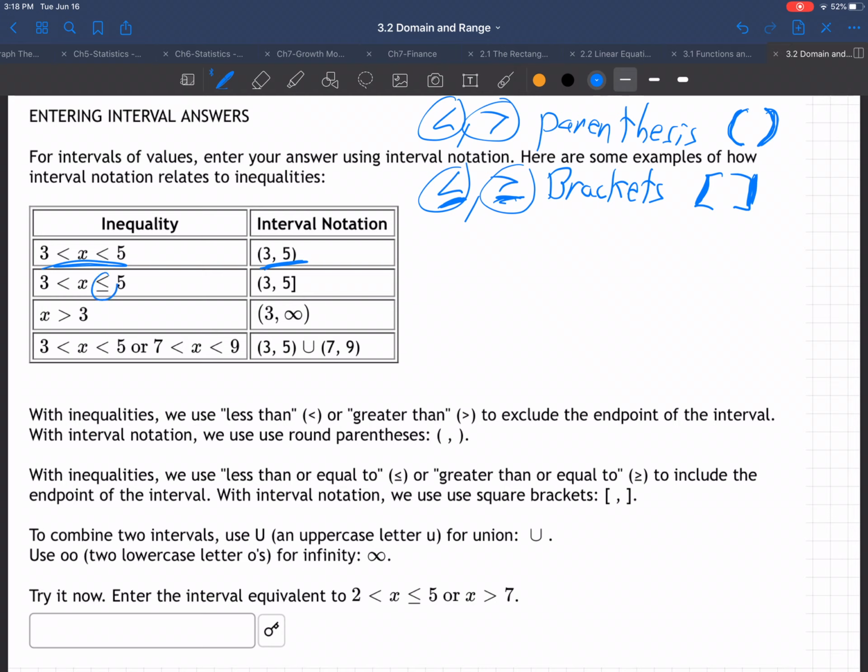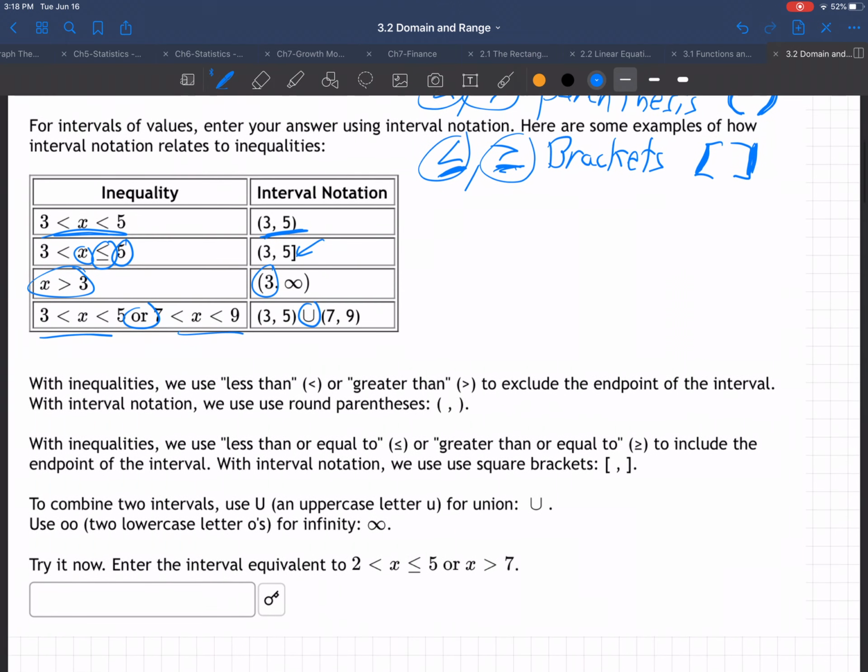Where here, the next one, we put an equal on the 5, so notice we have the bracket there, because you can be straight on the 5, right? x has got to be between 3 and 5, but it can be equal to 5, so you have a bracket there. Here, x is greater than 3, so parentheses again. And here's two statements. The or in the middle, we do with a U. U is our symbol for or.